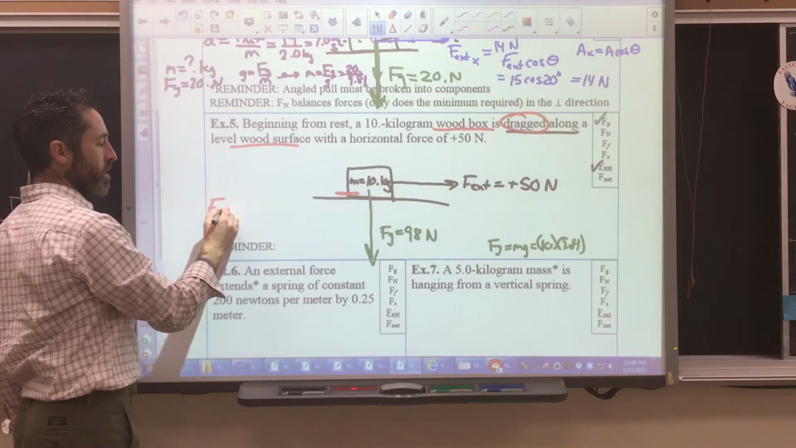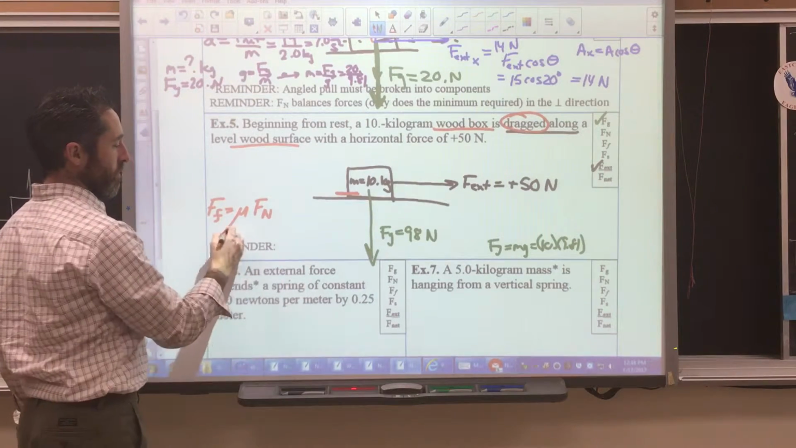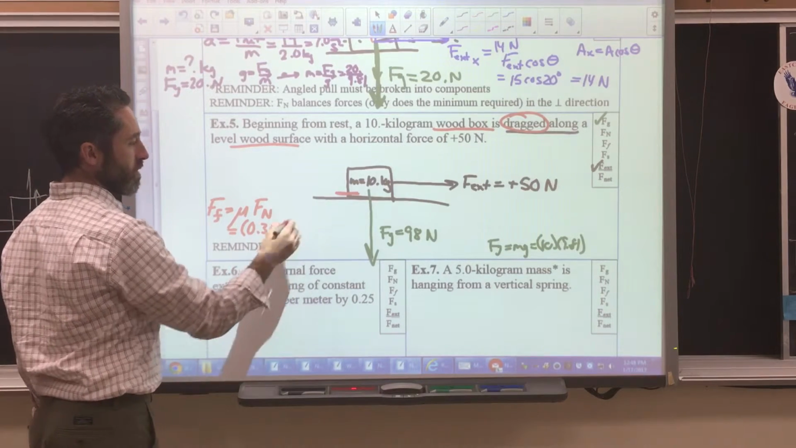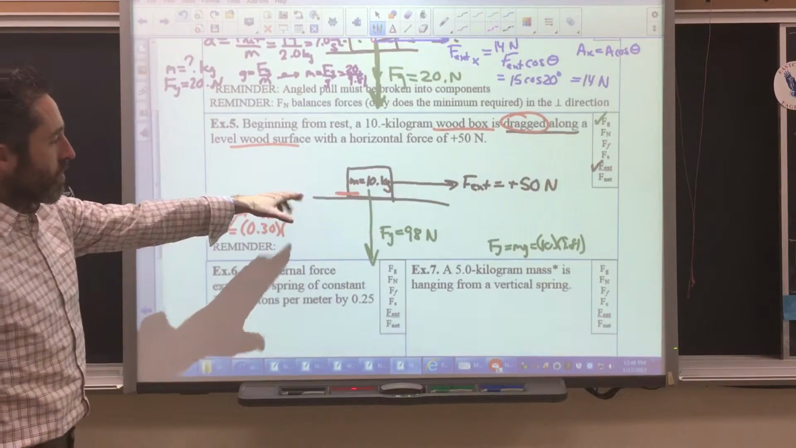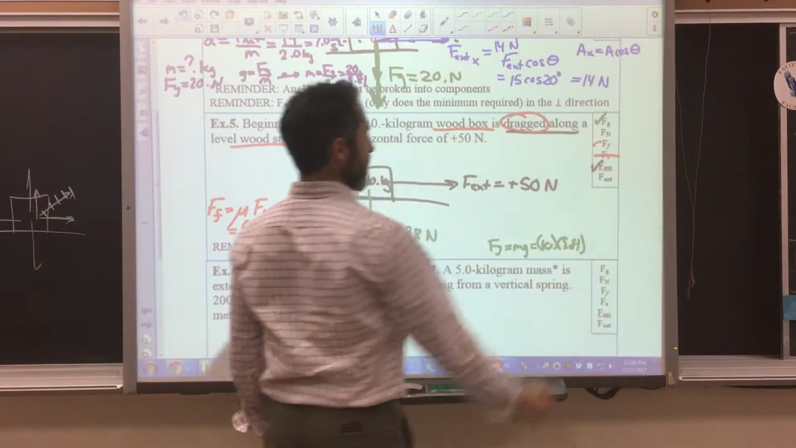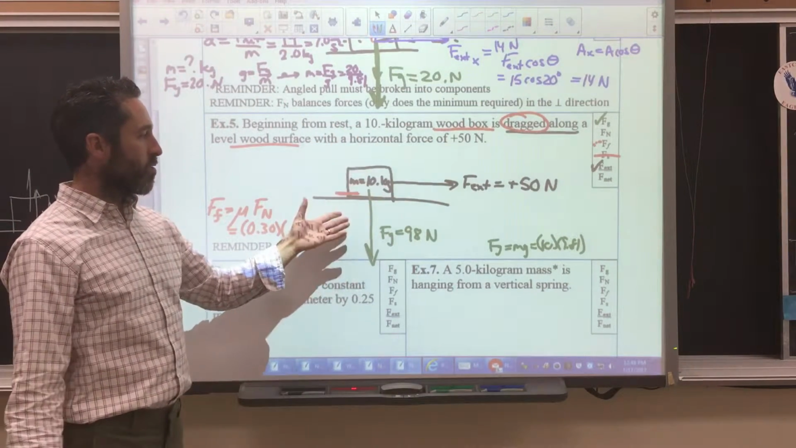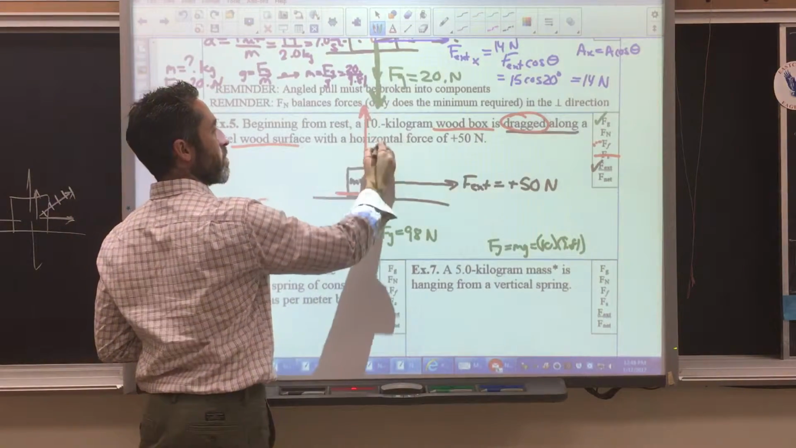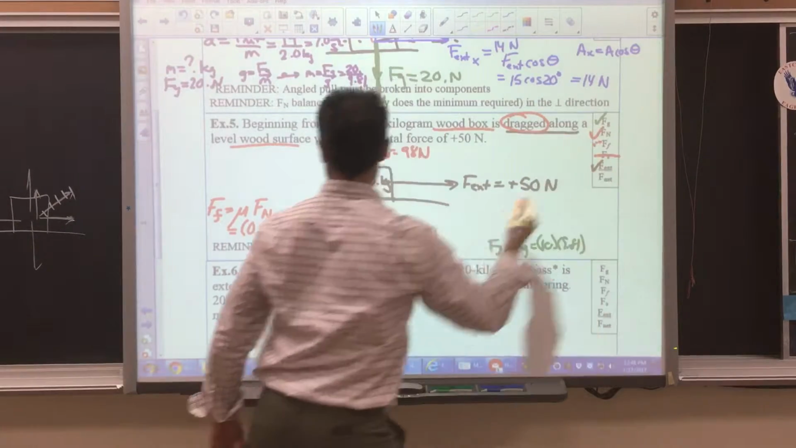Let's figure it out. Friction equals mu Fn, which for wood on wood, if you're dragging, is 0.30, the coefficient. Normal force, we need it for this. Well, let's go back to our picture. There's no spring. What does the normal have to be? The only thing left is the normal. So the normal is balancing the weight, which means the normal is 98 newtons. So now the normal force is done.